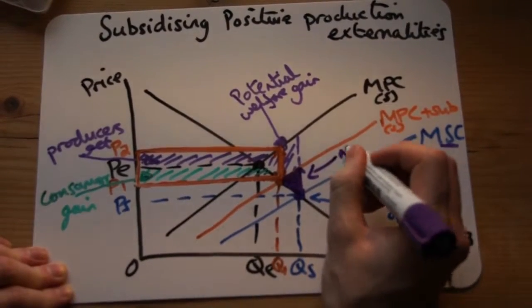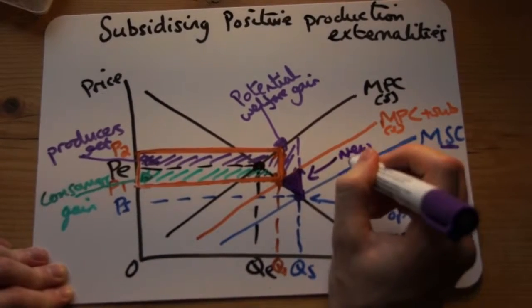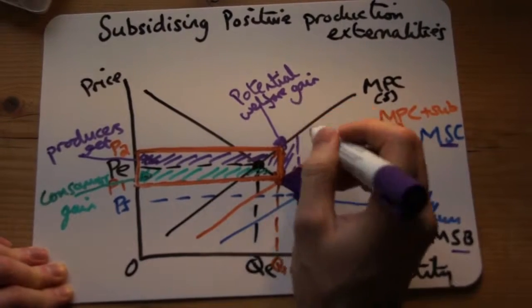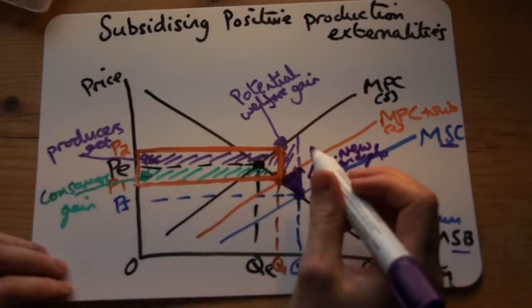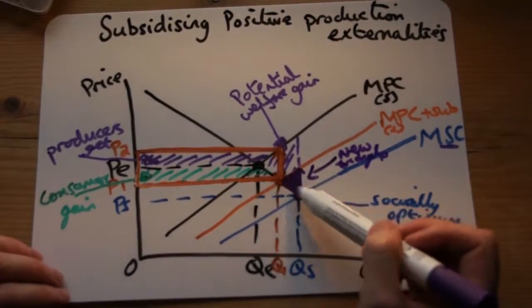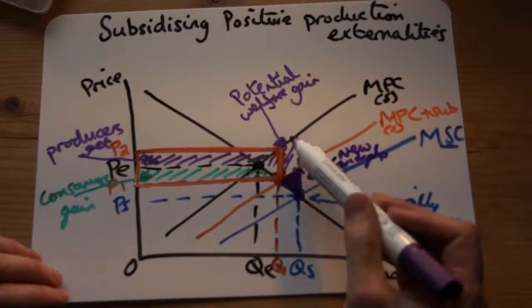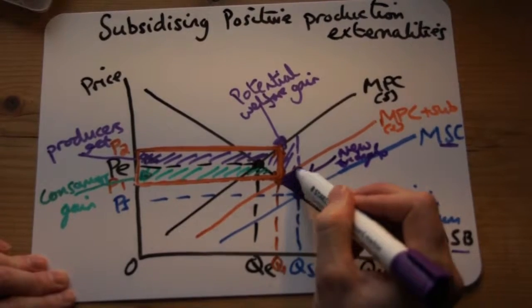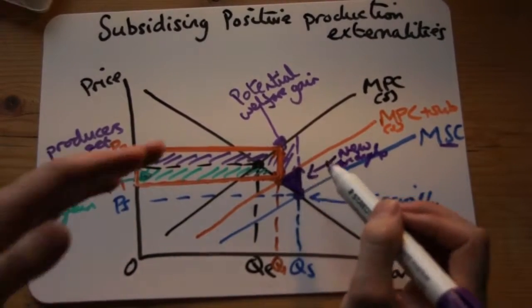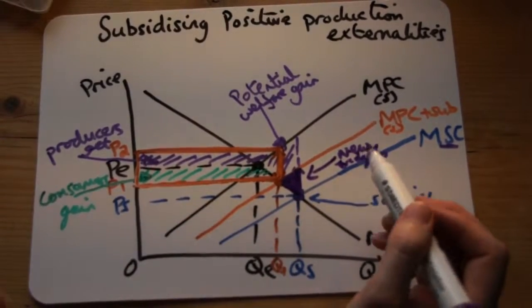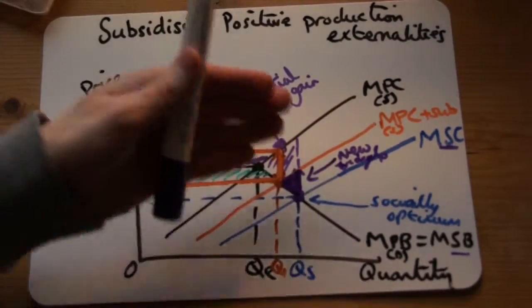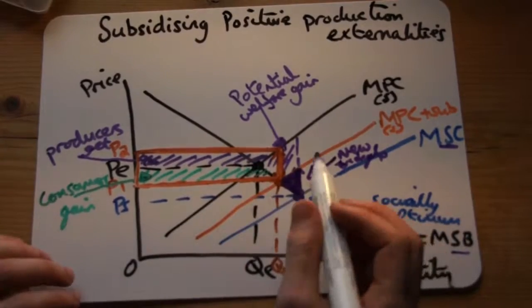So the new triangle, I'm just going to call it, is the new potential welfare gain triangle. It's a lot smaller than it was before. That old triangle was massive, but now with a subsidy we still have a potential welfare gain to take advantage of if we subsidise even further. But in reality, similar with taxes, you're never going to get an entire subsidy for everything because it would just be too costly.